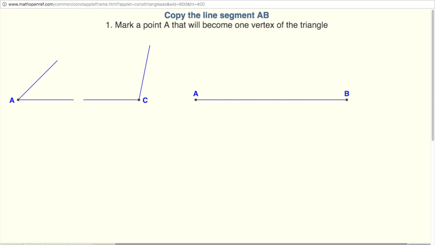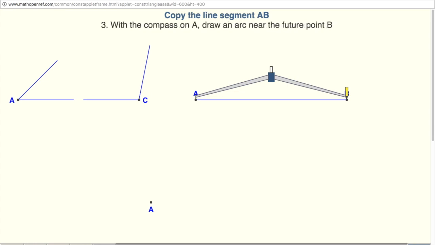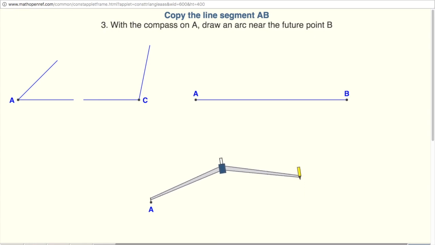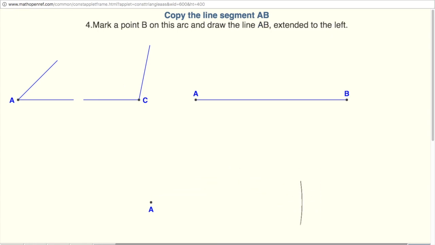Now we're going to make another triangle. This time we're given two angles and then a side that's not in between the two angles. So this side does not touch both the angles, it only touches one of them. So, mark a point A that will become the vertex of the triangle. Set the compass width to the desired length of AB. With the compass on A, draw an arc. So again, copying the line segment first. Make a point B on this arc and draw a line.